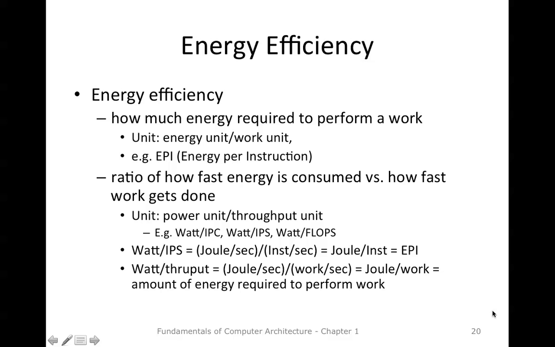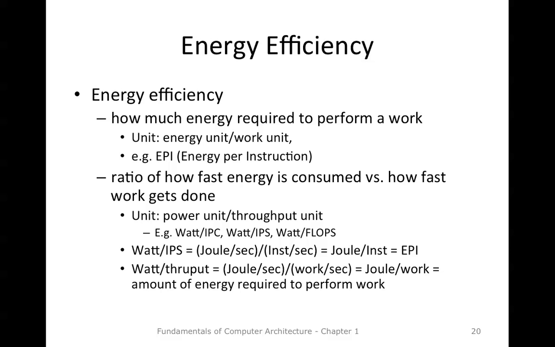Alright, now let's look at energy efficiency. Energy efficiency essentially defines how much energy is required to perform a work. The unit will be an energy unit, or amount of energy divided by the work unit, or the amount of work. One example of an energy efficiency figure is EPI, or energy per instruction: how much energy on average to execute one instruction. So the higher the EPI, the lower the energy efficiency.